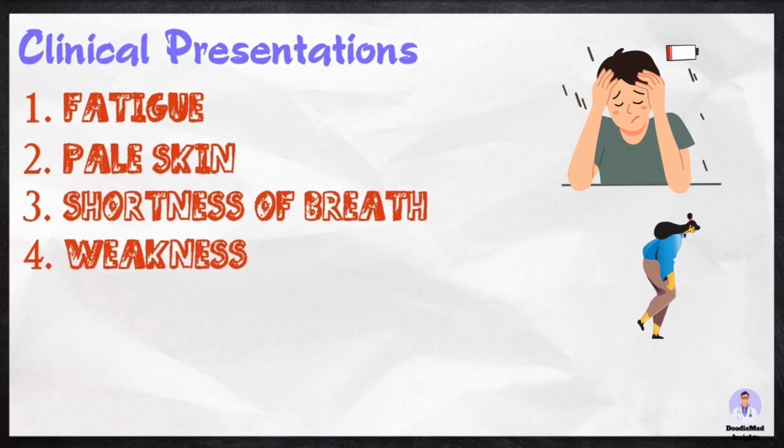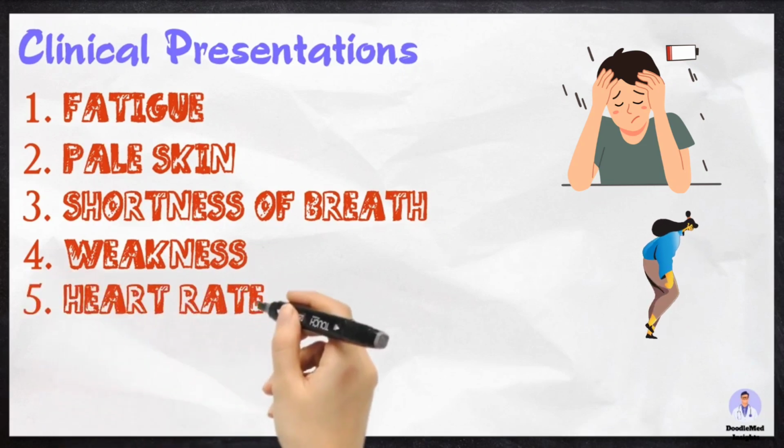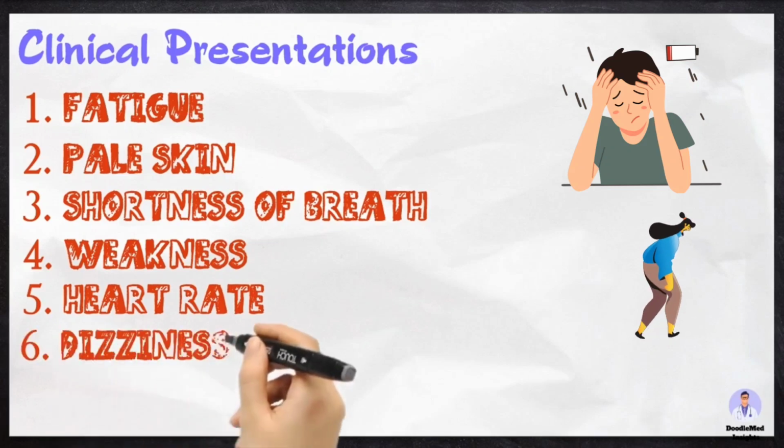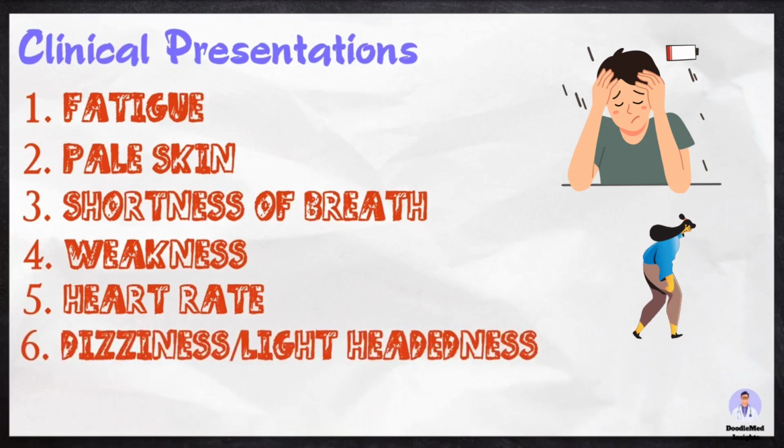Weakness: generalized weakness and decreased stamina. Increased heart rate: the heart may need to work harder to compensate for the reduced oxygen supply, leading to a faster heart rate. Dizziness or lightheadedness: feeling faint or dizzy, especially when standing up quickly.